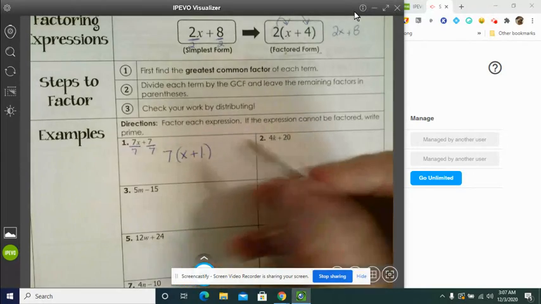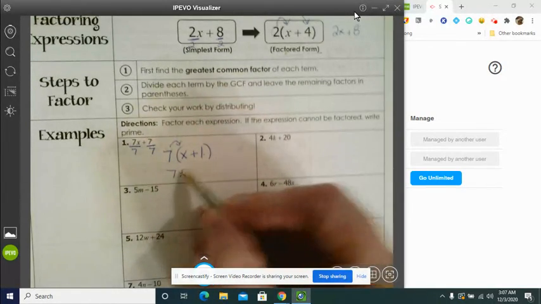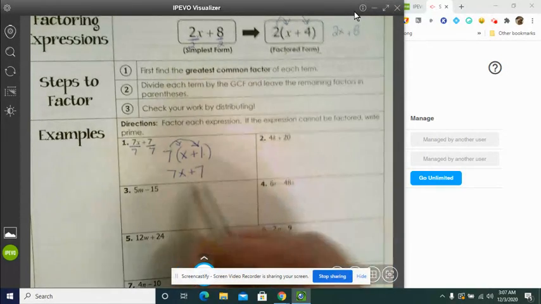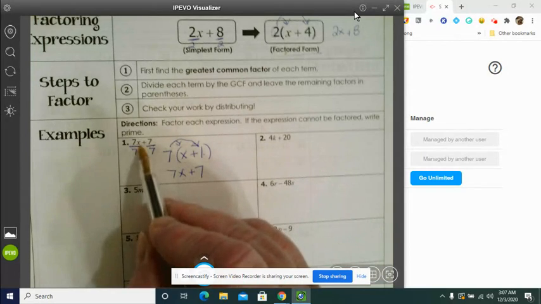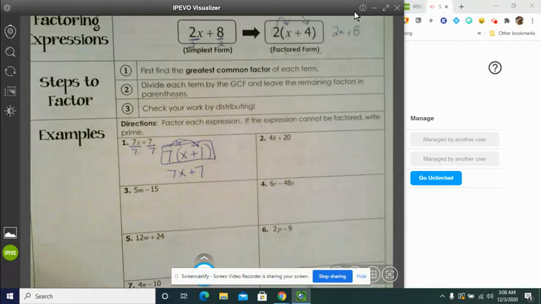And to double check my work, I'm going to multiply 7 times x, which will give me 7x, multiply 7 times 1, which will give me plus 7. If this matches this, then I did it correctly. So this is my correct answer right there.